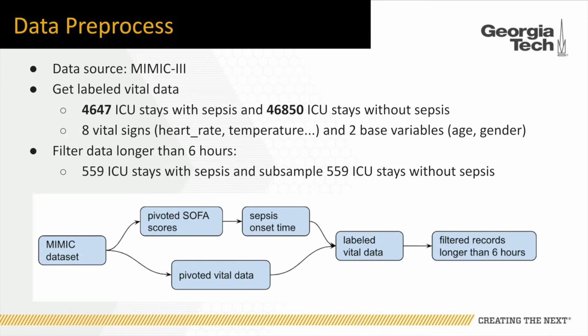In order to cooperate with deep learning techniques, we need to balance the data fed to the model. Because we have a prediction window of 6 hours, we are only using data which is longer than 6 hours. In that case, we filtered all our records longer than 6 hours and balanced them with the same size of sepsis data and non-sepsis data.